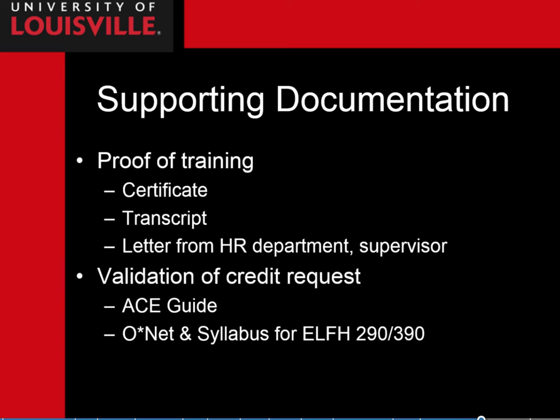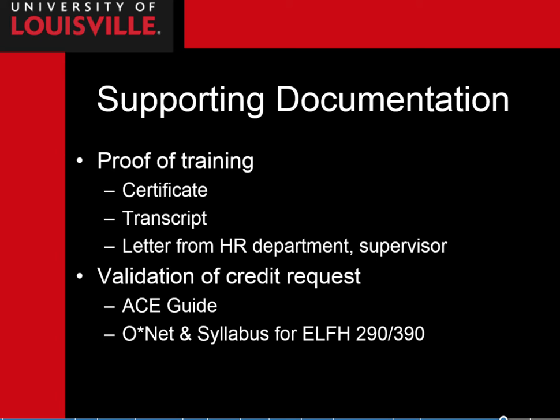If you're unable to find your particular course in the ACE guide and you don't have a host institution's credit recommendation, we can use the syllabus for ELFH 290-390 as our guide. This syllabus states that 15 hours of occupational training is equal to 1 college credit. The level of credit is determined by the job zone listed in O*NET. Job zones 1 through 3 are eligible for lower level credit. Job zones 4 and 5 are eligible for upper level credit.